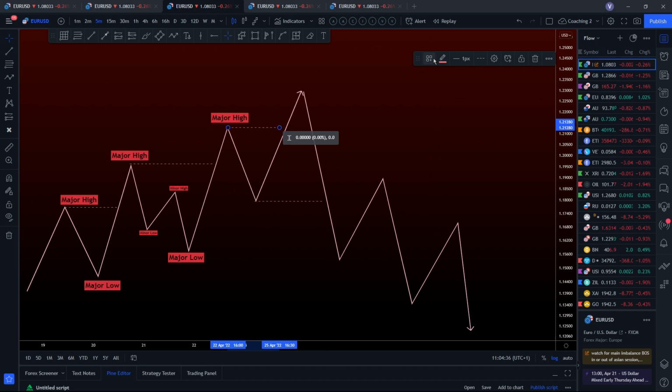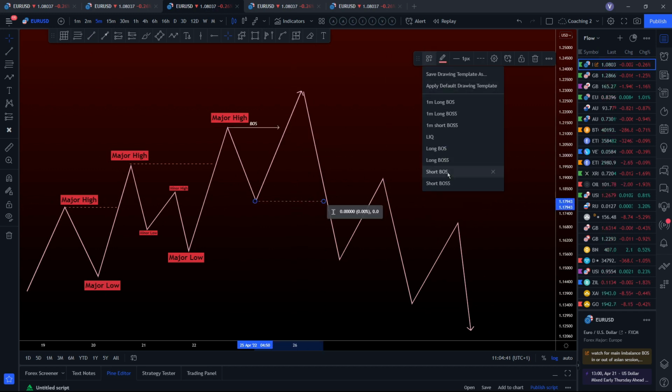I'm just going to change these lines, guys, just to make it more clear because I use that template for liquidity.